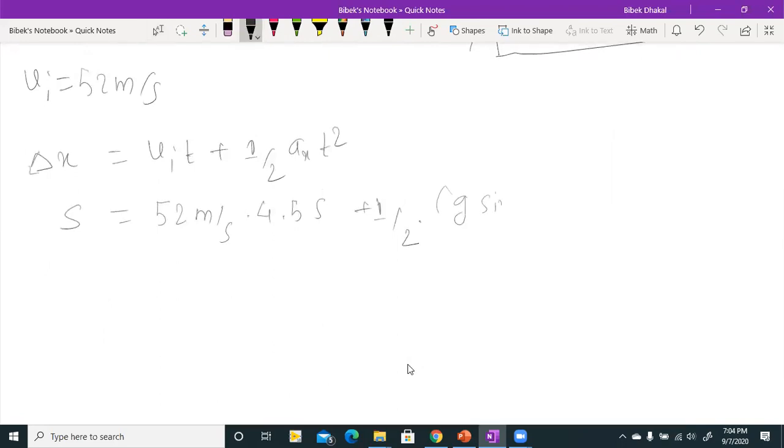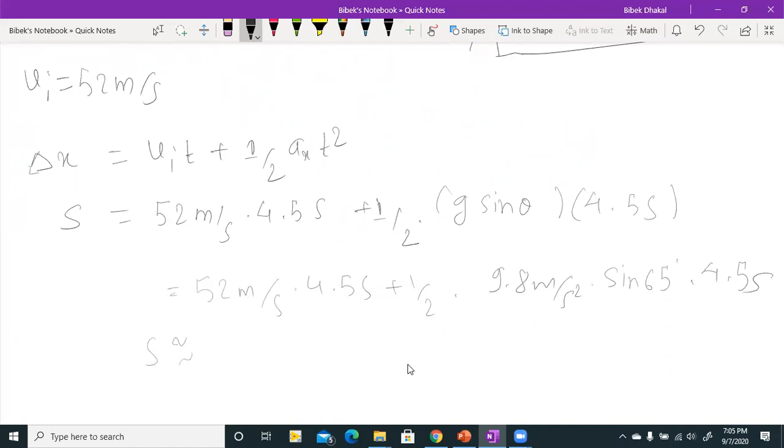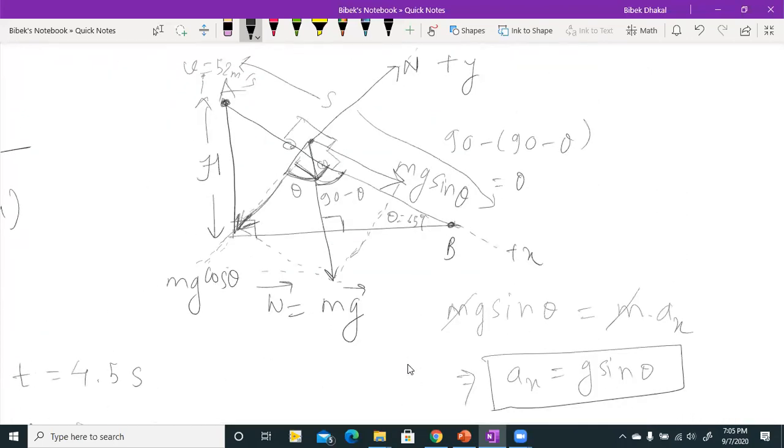So g sine theta, and t squared is 4.5 seconds squared. So that's 52 meters per second times 4.5 seconds plus half times 9.8 meters per second squared times sine of 65 times 4.5 squared seconds. That gives you the distance of about 324 meters. So this distance from point A to point B is 324 meters that we just found.